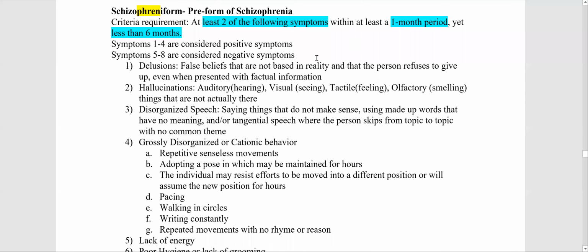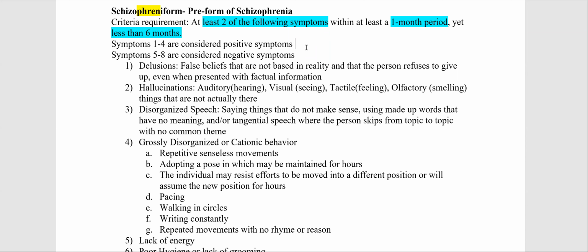And symptoms 1 to 4 are considered positive symptoms, and symptoms 5 to 8 are considered negative symptoms. If you think of positive symptoms as being supercharged and overthinking, that is what we're going to see with delusions, hallucinations, disorganized speech, or grossly disorganized or catatonic behavior. And for the negative symptoms, think of a negative charge. Somebody does not have the energy to complete different tasks. And that's what we're going to be seeing when we look at those as well.